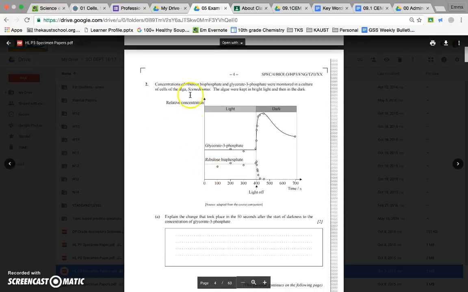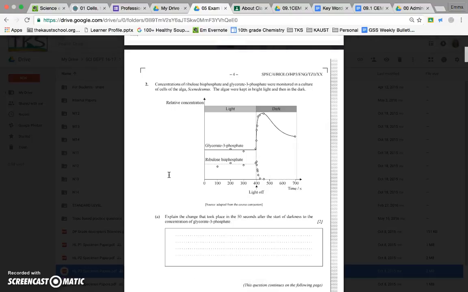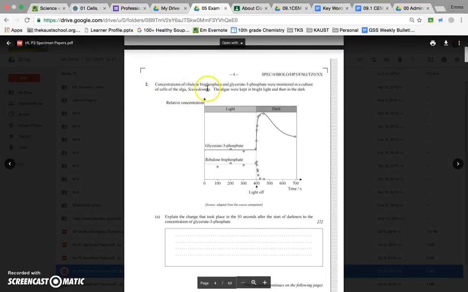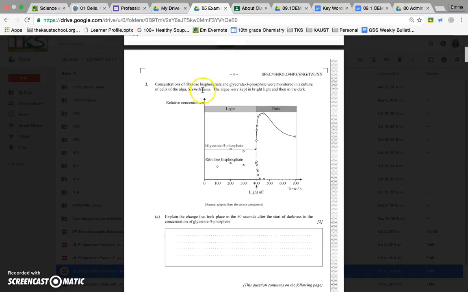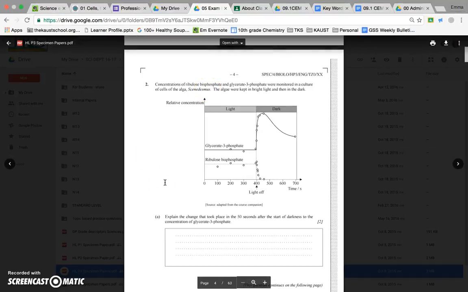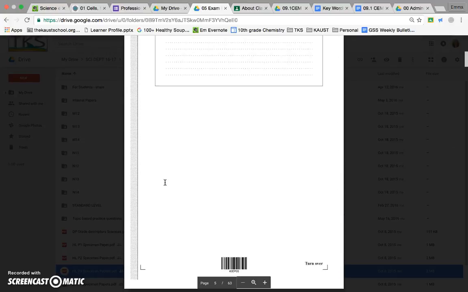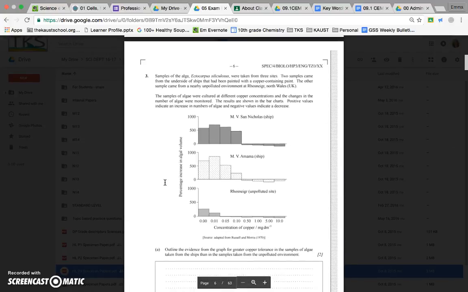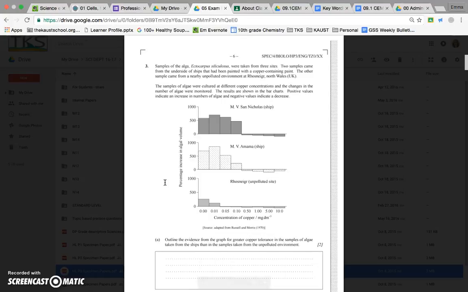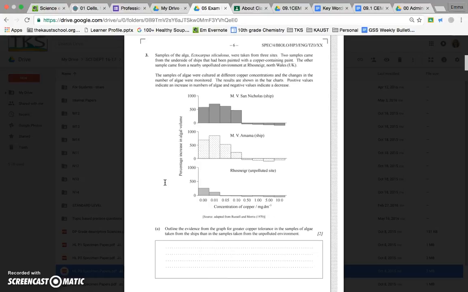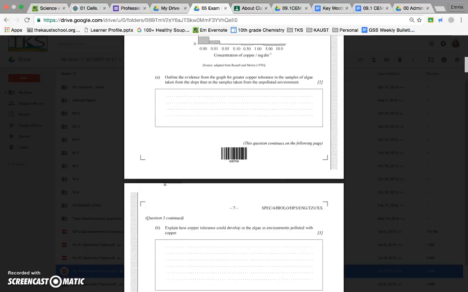It also will have some information that you are able to analyze. This is an algae that you will never have heard of before, but you're expected to use the information that you've been given in the course to answer the question. Here's some more analysis questions that you need to look at the graphs and be able to answer them.